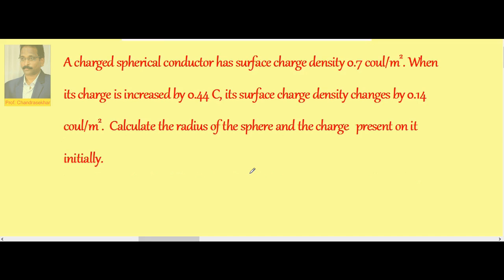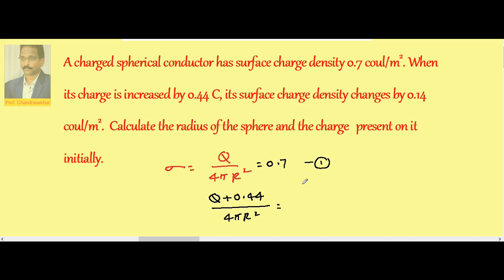So let us take the standard equation. Sigma is equal to q by 4 pi r square. This is given as 0.7, equation 1. Now the second case, when the charge is increased by 0.44 coulomb, the total charge becomes q plus 0.44. We are not touching the radius.